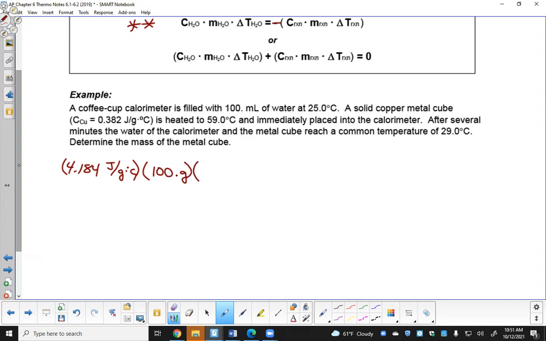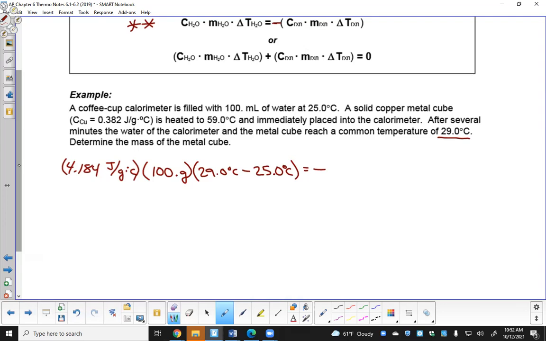And what am I doing? Final minus the initial temperature. So the temperature of the water and the metal ends at 29. And it began for the water at 25. So that's the Q for one side of the reaction. That's the Q of the calorimeter on one side of the reaction.